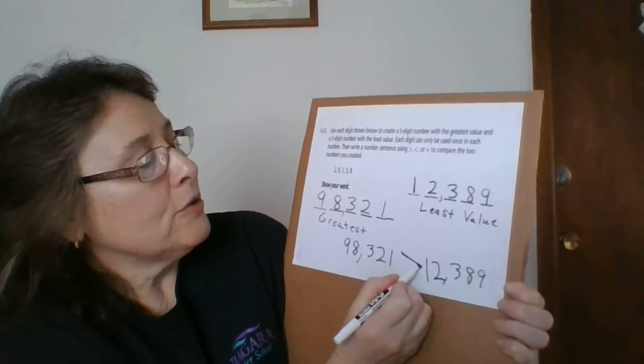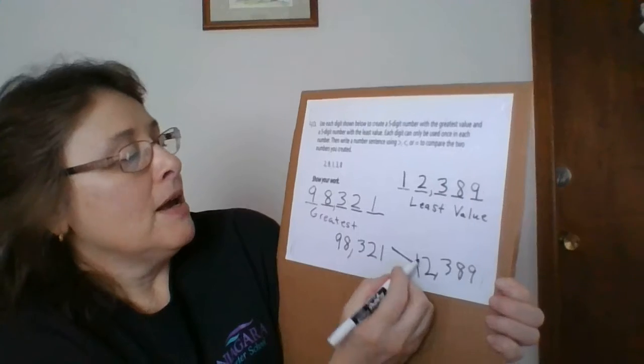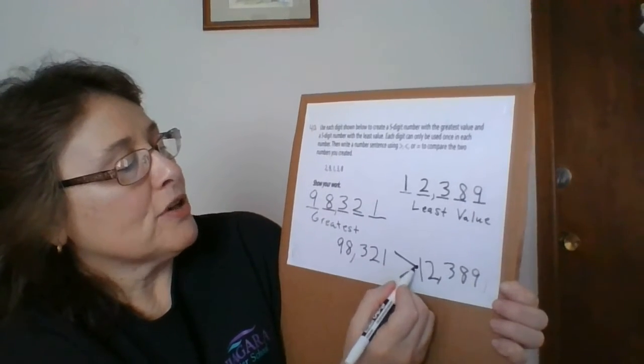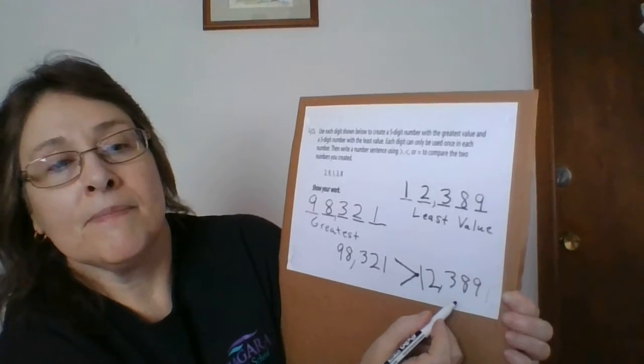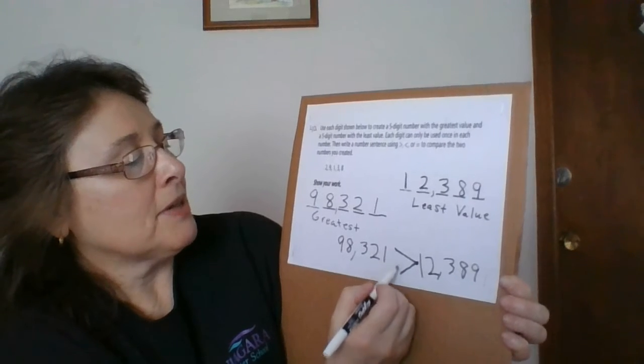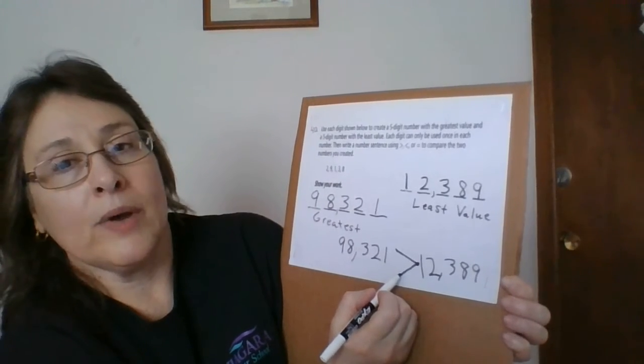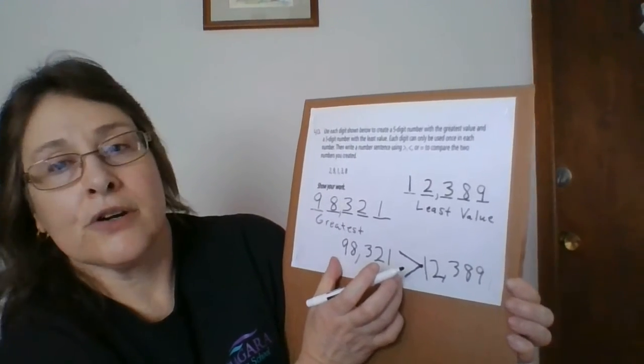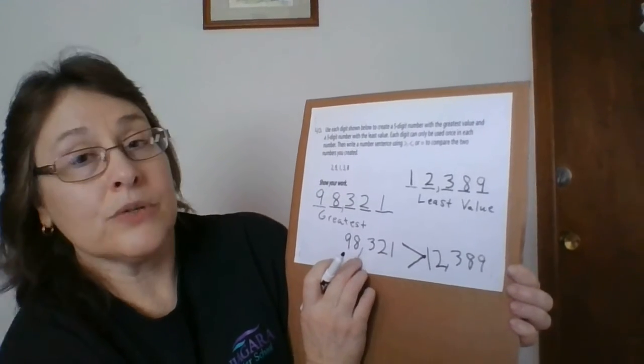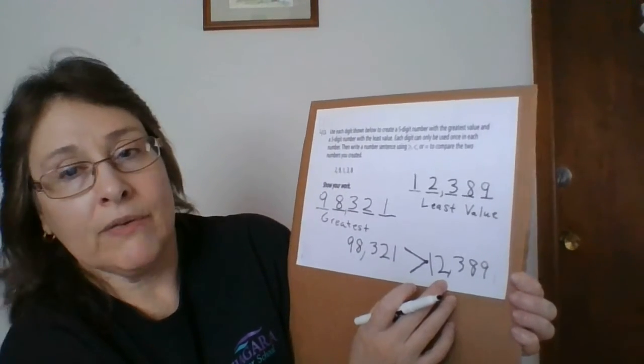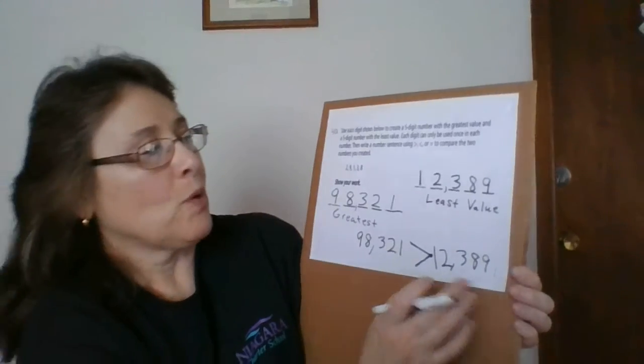And remember, when you're using greater than and less than, the point always points to the smaller number. Or you can remember it is that the open end always goes towards the larger. So 98,000 is greater than 12,000. Okay?